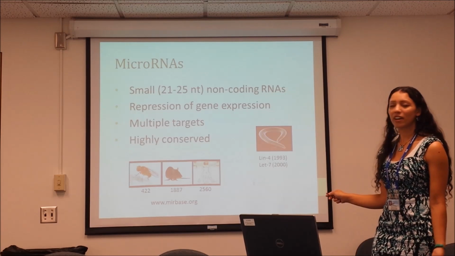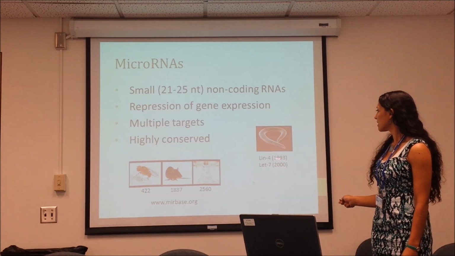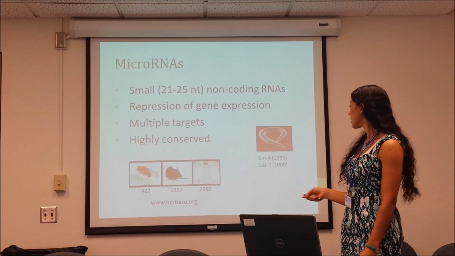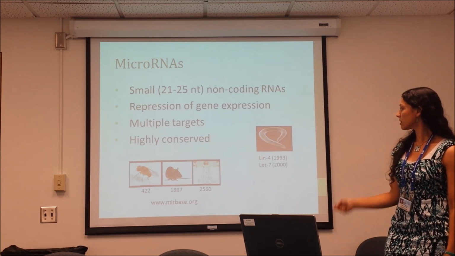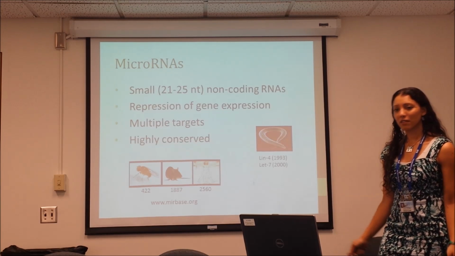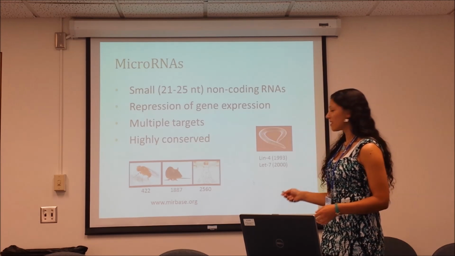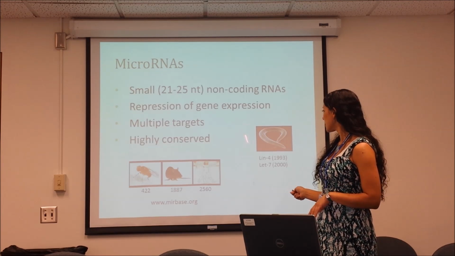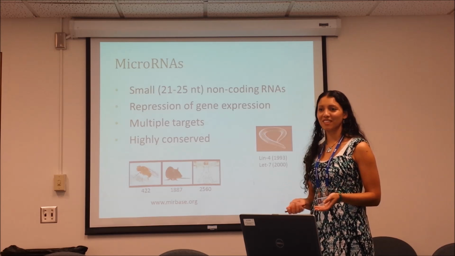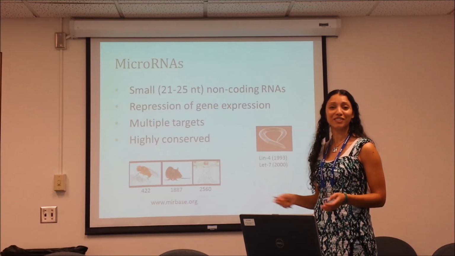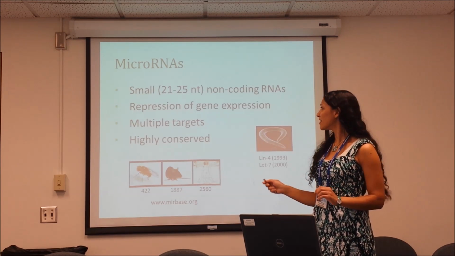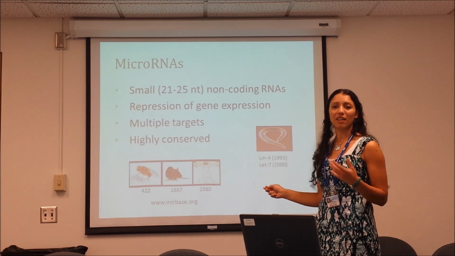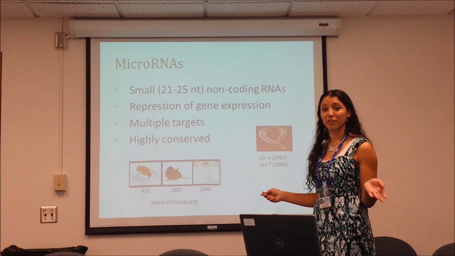How did they identify this? In 1993, a group of investigators was knocking down genes in C. elegans, and when they knocked down the gene called LIN4, they realized that there was an increase in expression of a lot of genes. So when they mapped this gene and sequenced it, they realized that it was such a short gene that it only encoded for a small RNA.